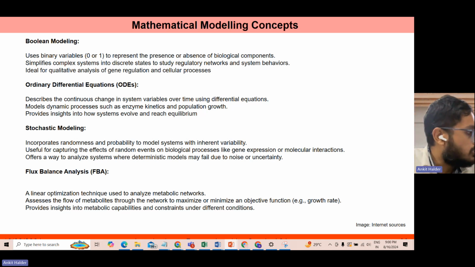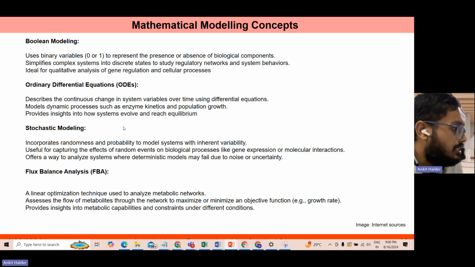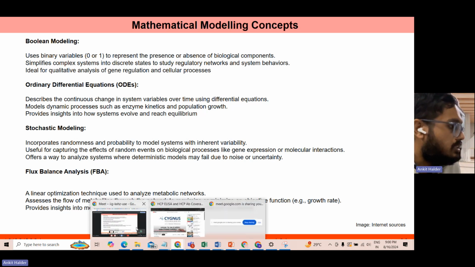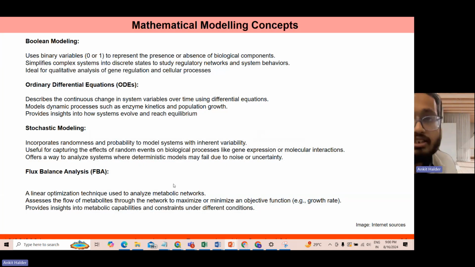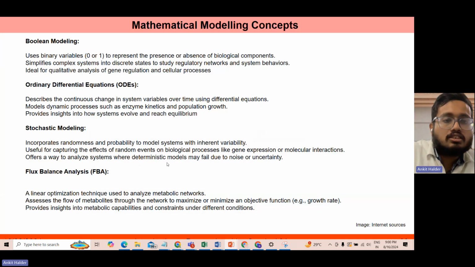Then is the flux balance analysis. Specifically, this is an optimization technique used quite heavily across teams when analyzing metabolic networks.